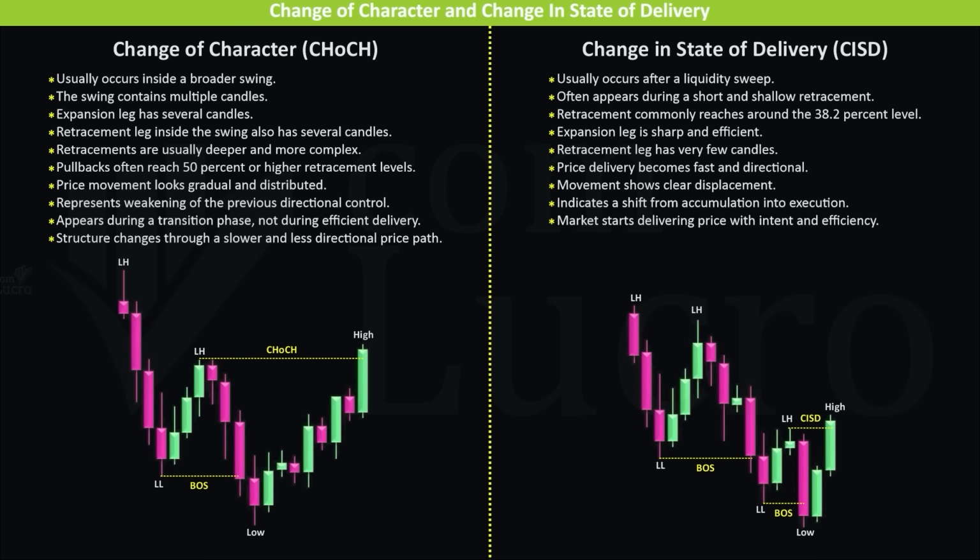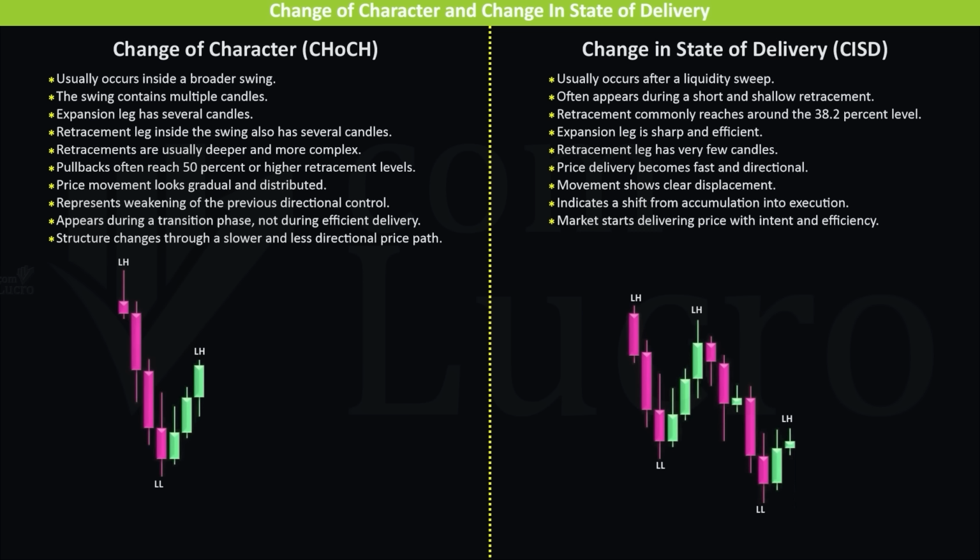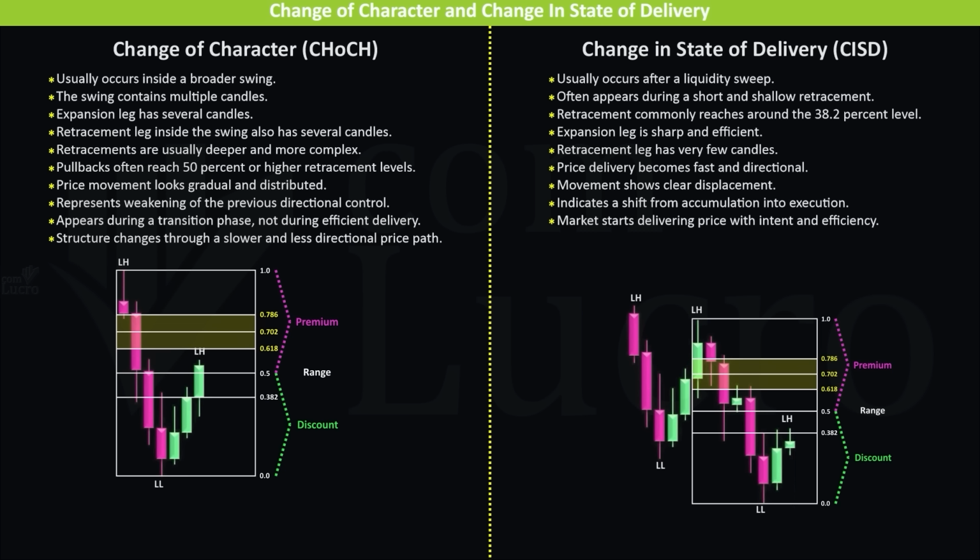This process usually starts from a deeper pullback of the prior move, where price retraces 50% or even deeper of the swing. From this pullback, price develops a more complex movement, with both the expansion and the retracement containing several candles. This reflects a gradual transition phase, where control is weakening, but price delivery is still inefficient. The key role of the change of character is structure, not speed. It highlights that the prior directional bias is no longer dominant.